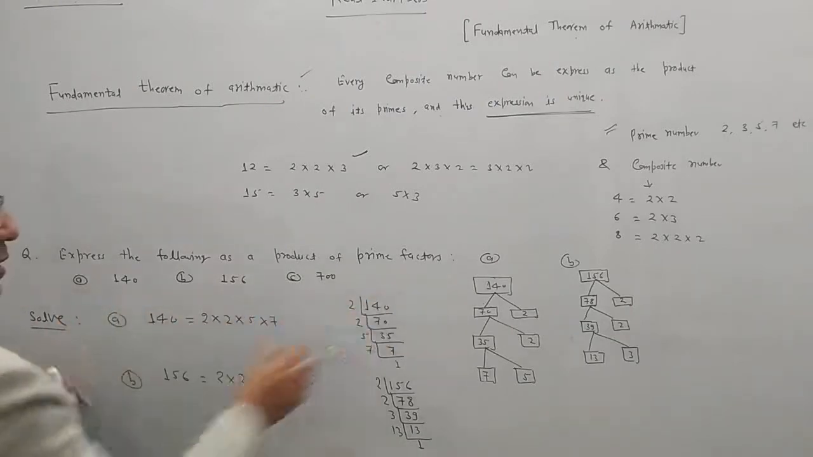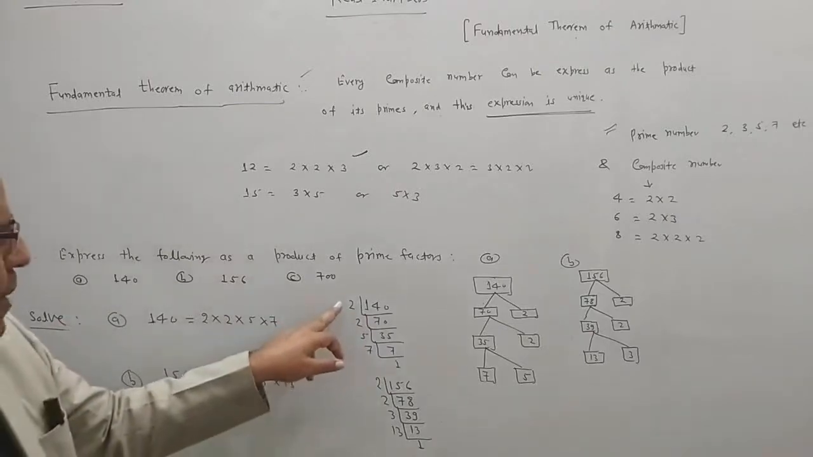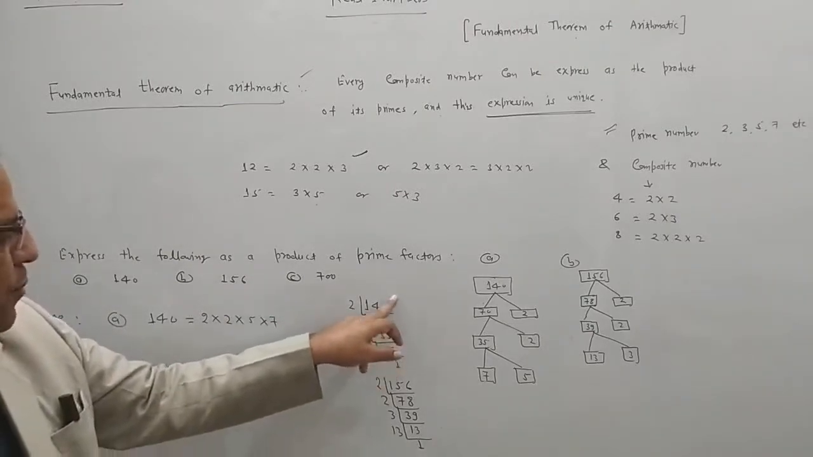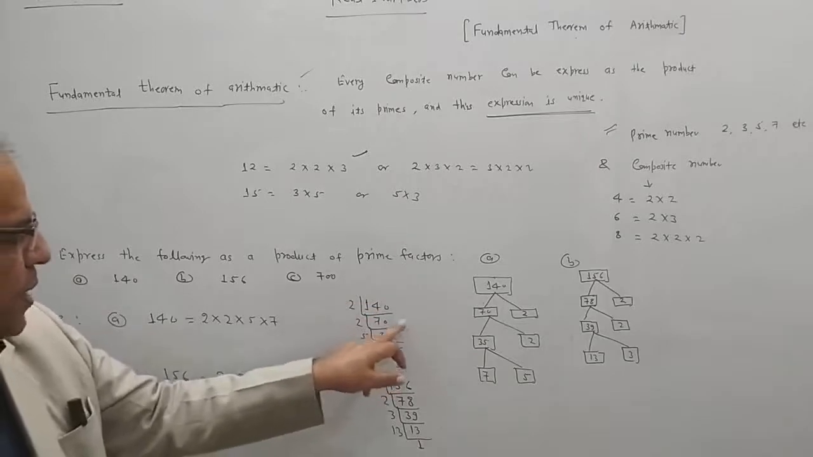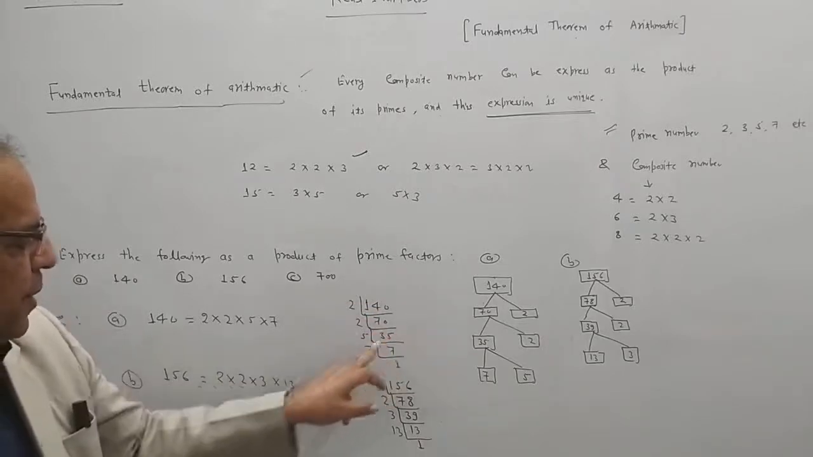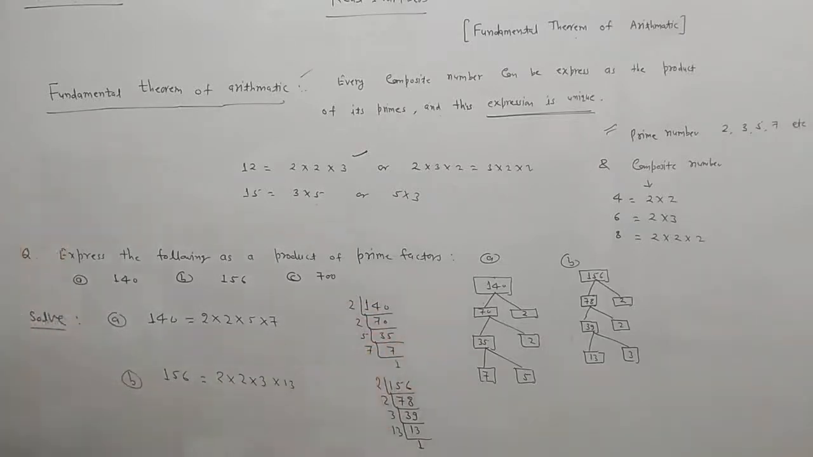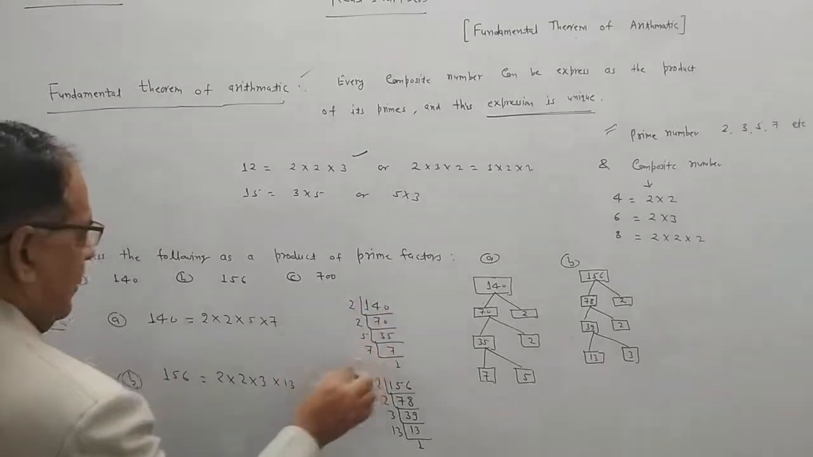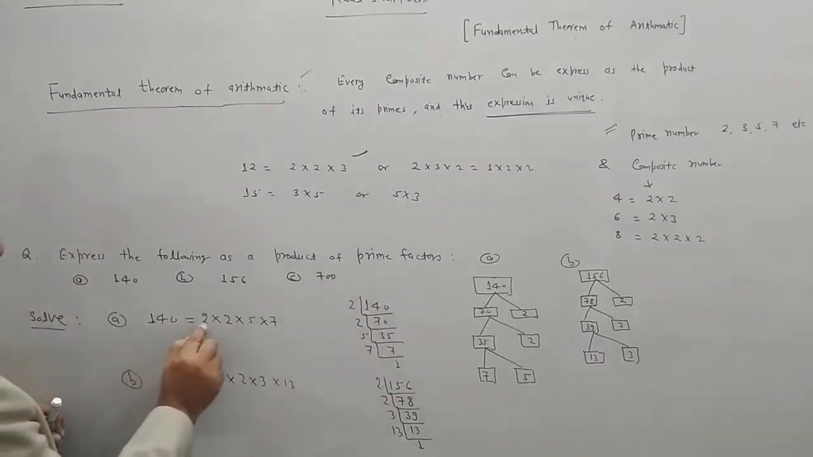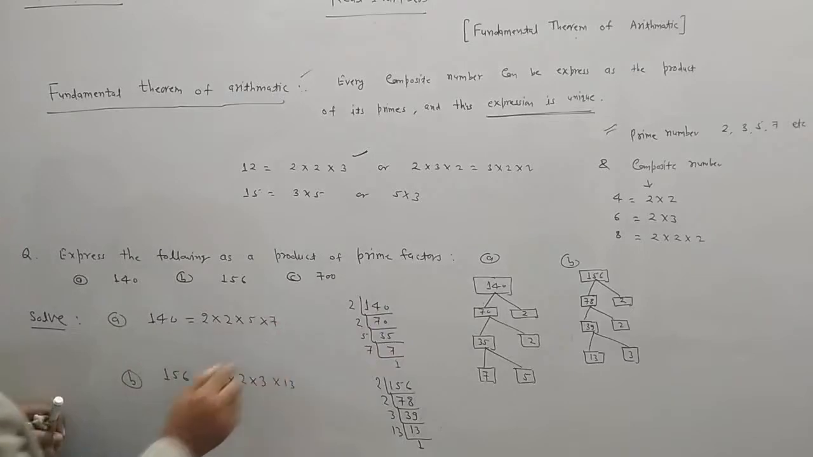So 140 can be split into its primes. 2 times 70 is 140, again 2 times 35 is 70, 5 times 7 is 35, and 7 times 1 is 7. So these factors can be expressed as 140 equals 2 into 2 into 5 into 7.